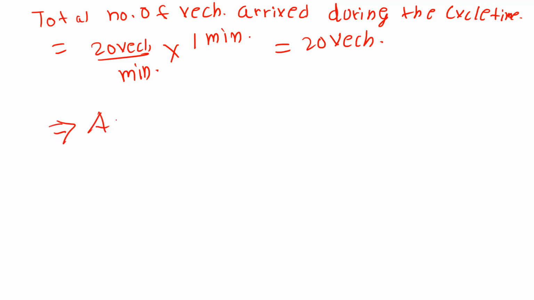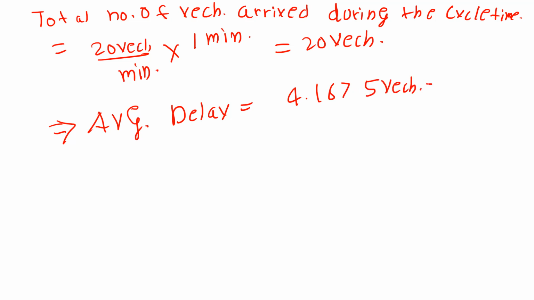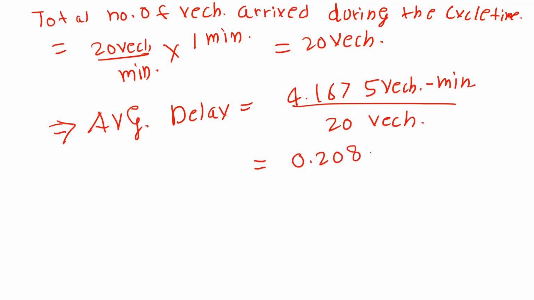So average delay would be equal to lost time 4.167 vehicle minutes divided by total number of vehicles, that is 20 vehicles, which will come out to be 0.208 minutes. Let us convert this into seconds, which will come out to be 12.50 seconds.